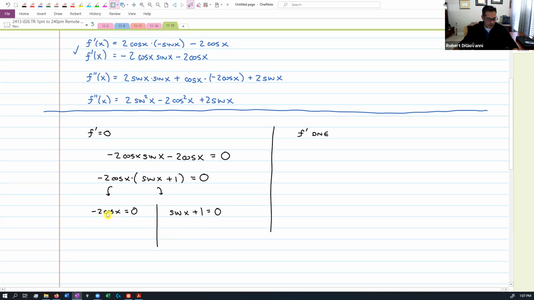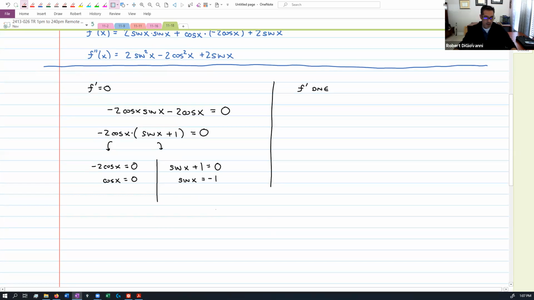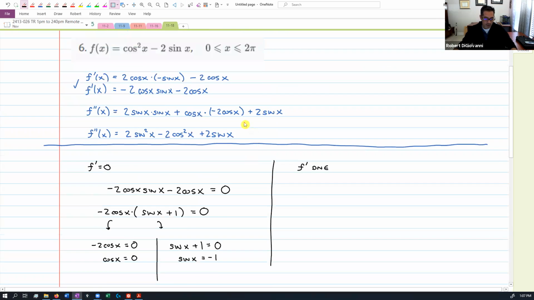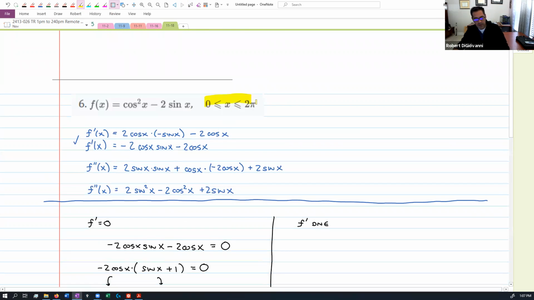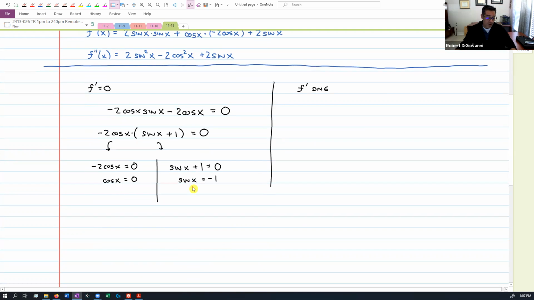And then on this one, I can just divide both sides by -2, and we'll still have cosine x equals 0. And then on this one, we just move the 1 to the other side, so sine x is -1. Now, look at our domain, we have a restriction up here. Between 0 and 2 pi, where is cosine 0 and where is sine -1? That's what you have to ask yourself.